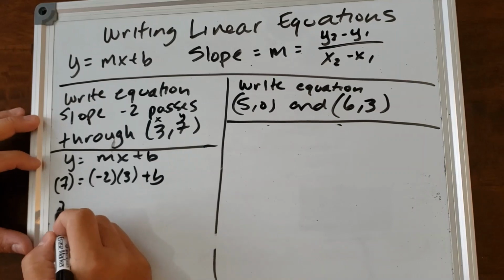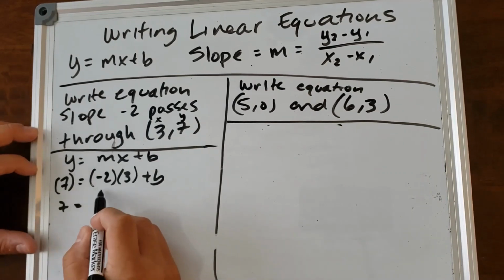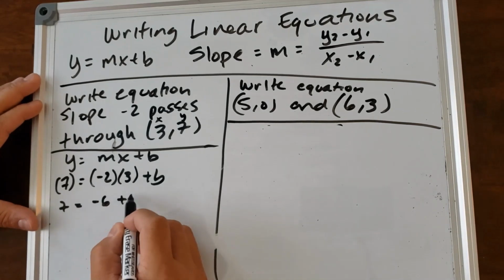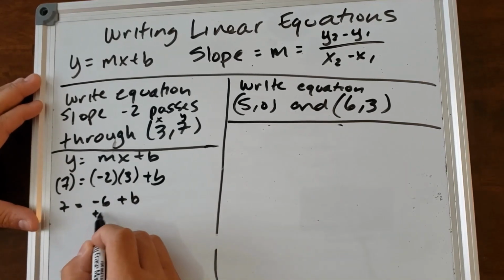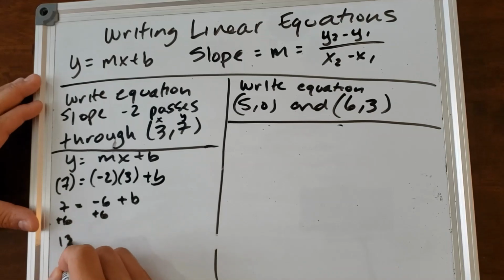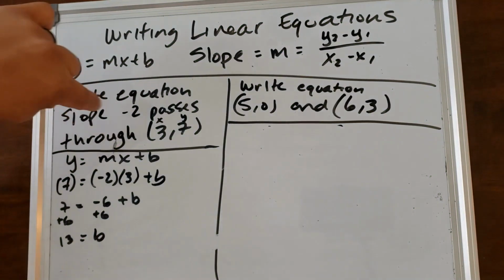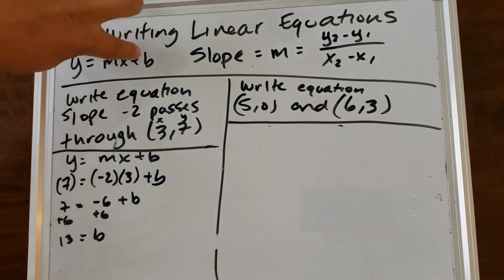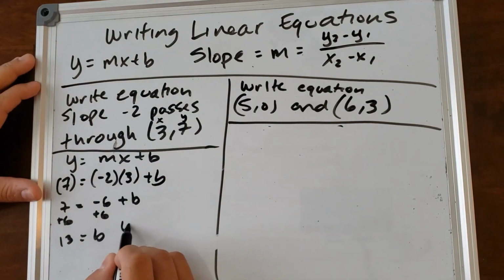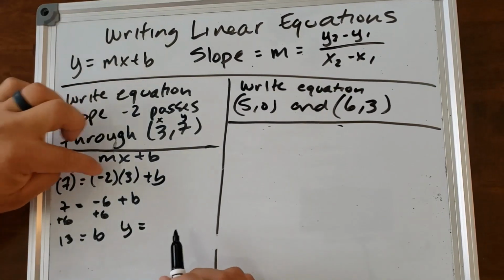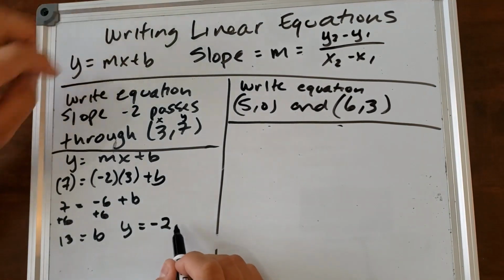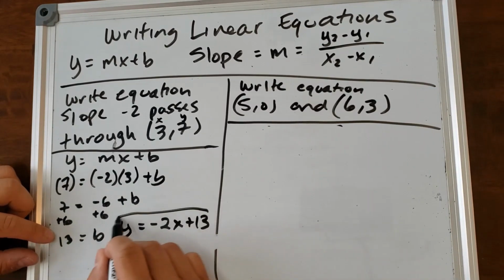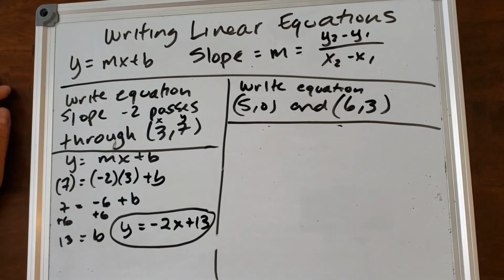So I have 7, nothing I can do with these parentheses, so I'm just going to take them off. These two are just sitting next to each other, so what are we going to do with these? We're going to go ahead and multiply, plus b. Then we're going to add 6, so 13 equals b. Well, now I know what my slope is and what my y-intercept b is. So now I'm just going to plug it into the equation. It's going to be y equals my m, which I already know is -2, then my x plus my b, which is going to be a positive 13. And that's the equation of that line.